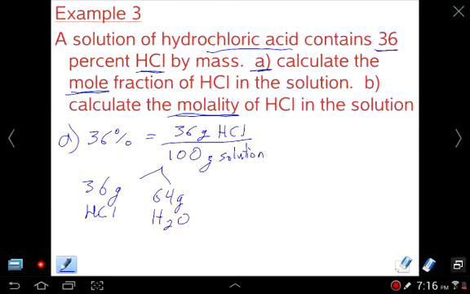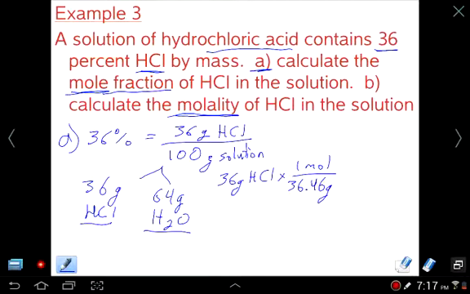And this will be important in order for us to then go into mole fraction. In fact, that's exactly what we need to do. In order to get the mole fraction, we have to convert both of these into moles, from grams to moles. So why don't we do that? Why don't we convert 36 grams of HCl into moles, and recall that a mole is just the mass from the periodic table. In the case of HCl, we got 36.46 grams per mole.